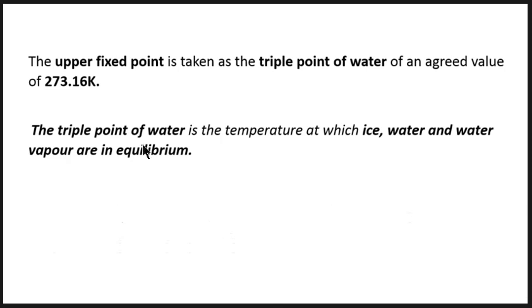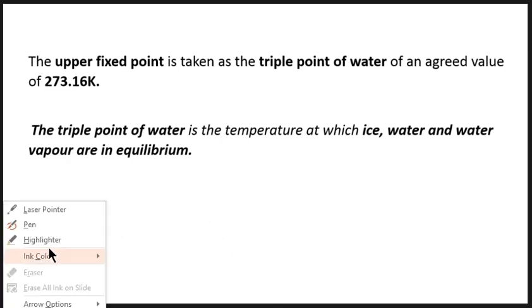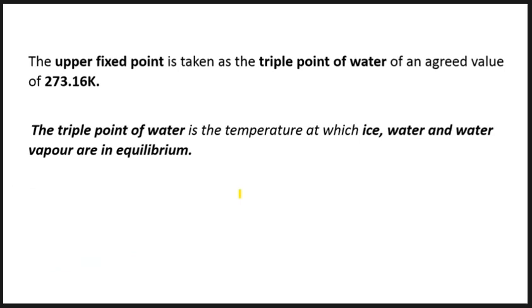The triple point of water is the temperature at which ice, water, and water vapor are in equilibrium. Take note of the words: ice, water, and water vapor are in equilibrium. It is the temperature at which these three are in equilibrium. Then we can say we are having the temperature of the triple point of water.